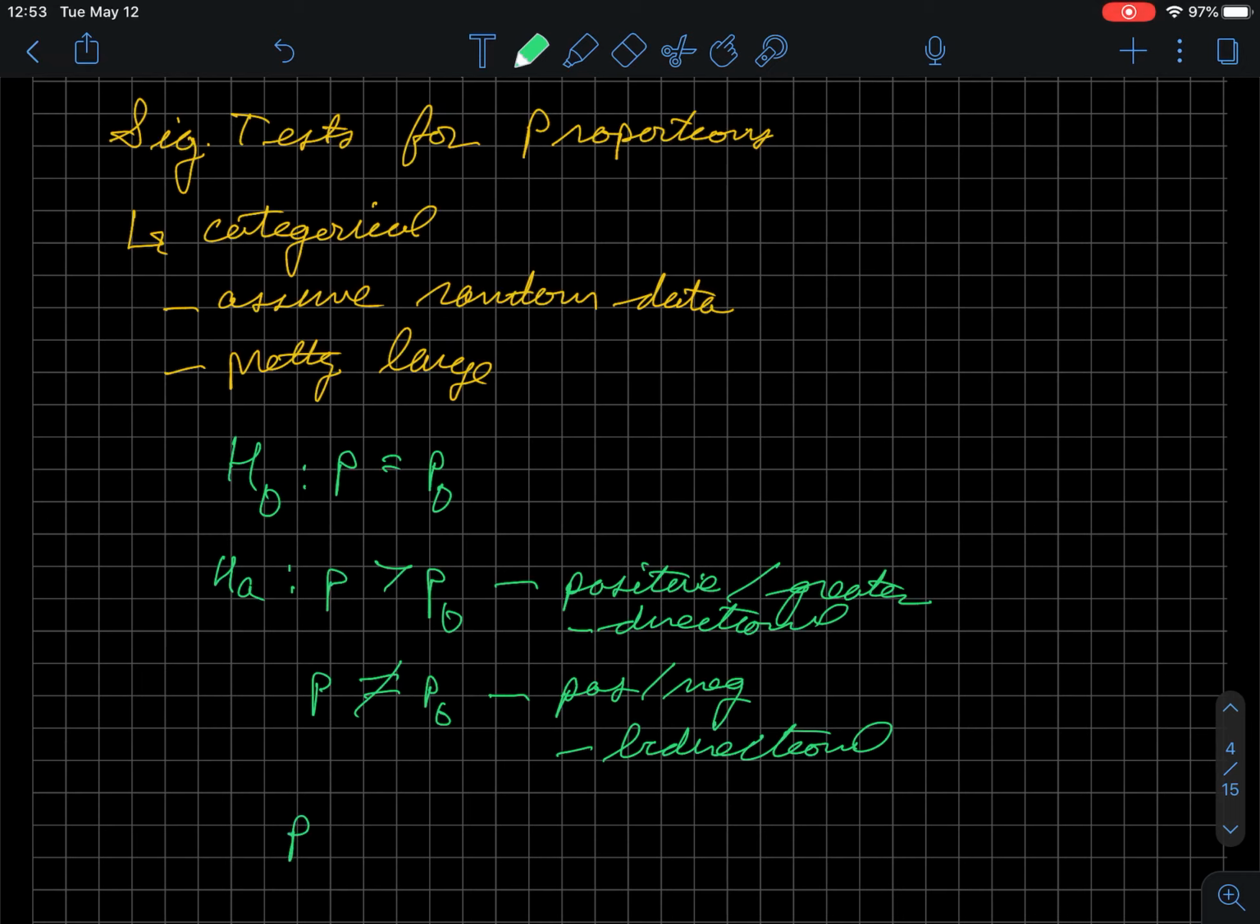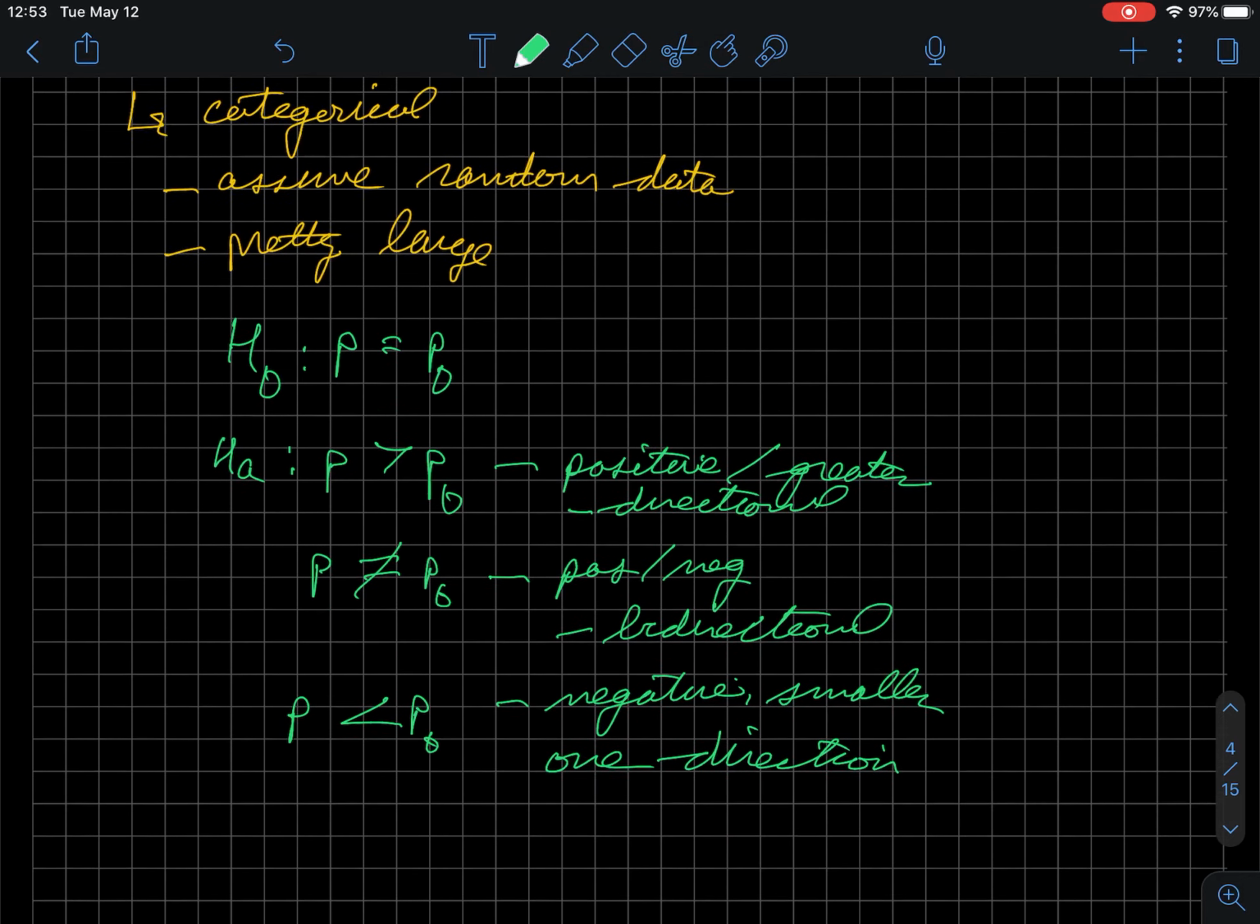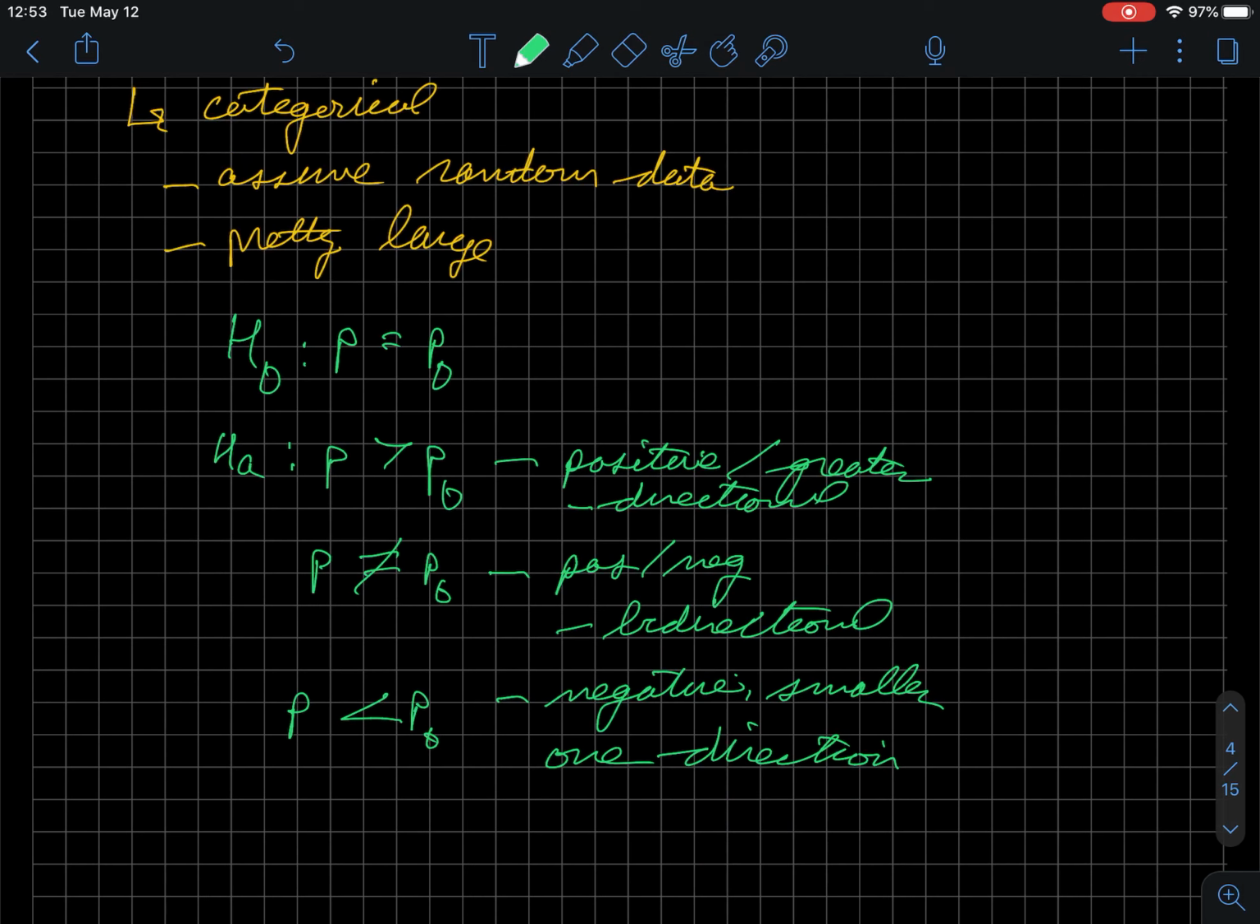We could also state this like this, and we would say that this is the negative direction, smaller, and again one direction, not bidirectional. So that's the way that we would state these hypotheses. We see that this is what the null would be. The alternative is either that the proportion is actually greater than that, or not equal to it, or less than.